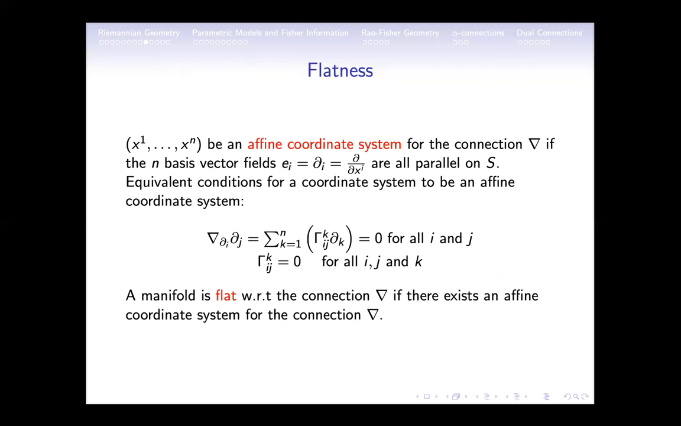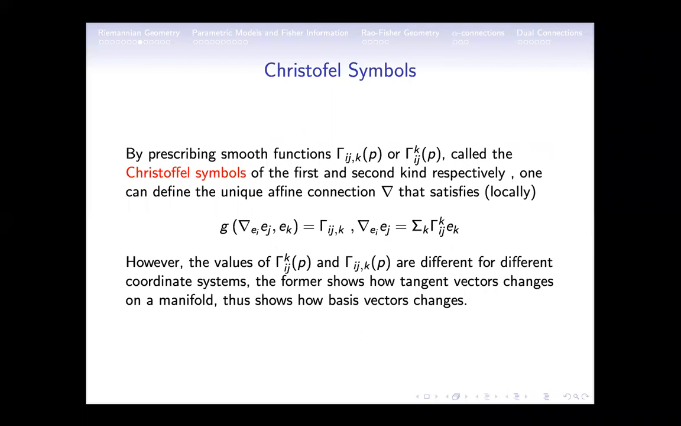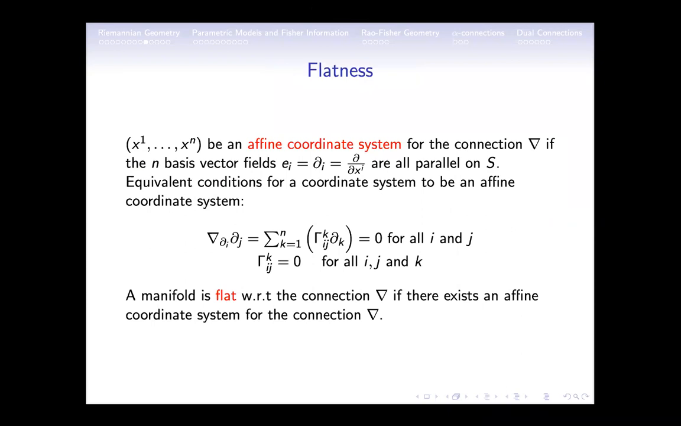So one thing, these Christoffel symbols, we go back to the last slide. These Christoffel symbols are dependent on the parametrization, dependent on the coordinate systems we take, but the connection shouldn't be. We are doing local things, so locally it will be, but in general it's not. And we call it flat when there is an affine coordinate system for the connection nabla, that is a set of n basis vector fields. We'll use both of these notations, so it's best to be comfortable with both of them.